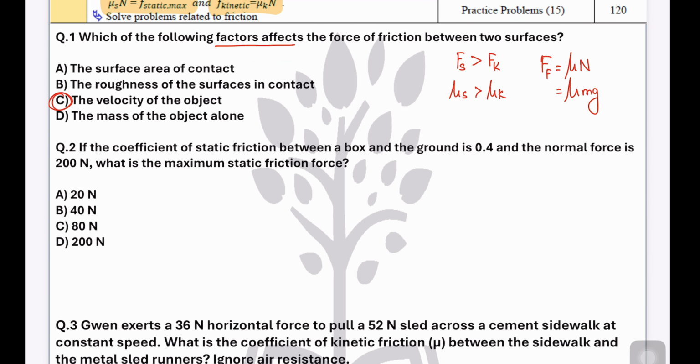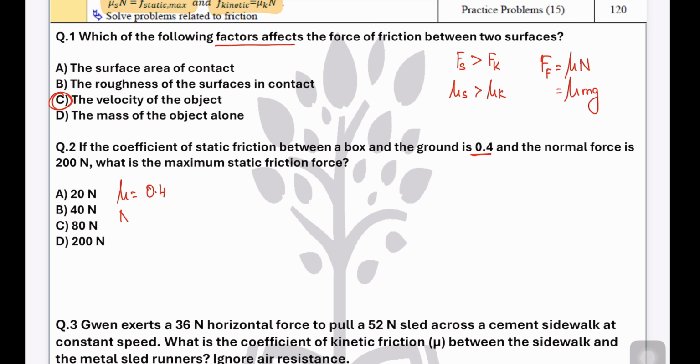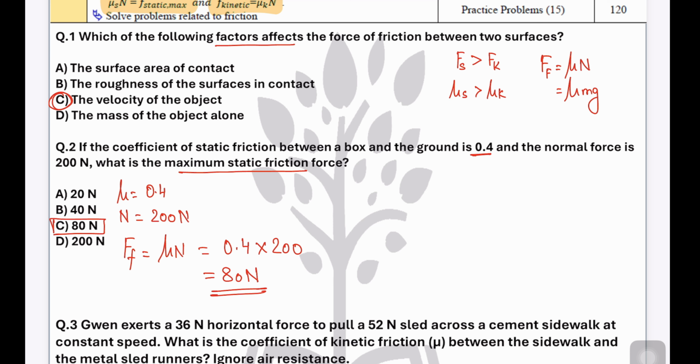Now the main question. If the coefficient of static friction between a box and the ground is 0.4, mu equals 0.4, and the normal force N is 200 Newtons, what is the maximum static friction? What is the meaning of maximum static friction? Force of friction is mu times N. 0.4 times 200. So the value is 80 Newtons. Clear? Okay.